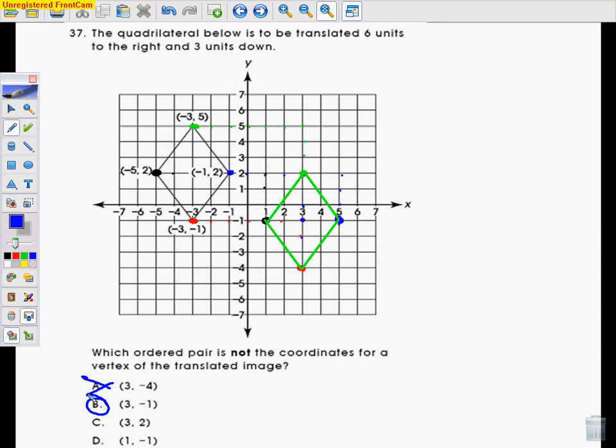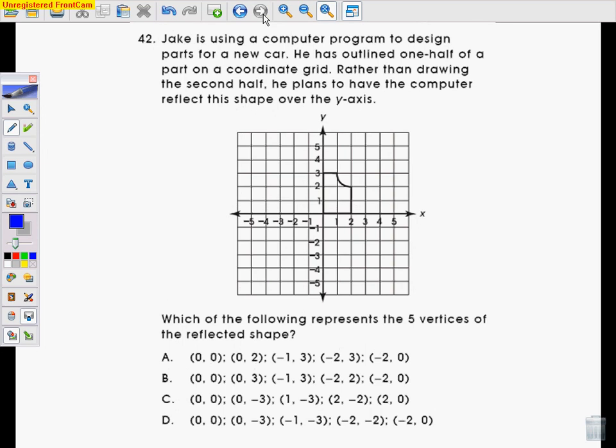Let's make sure, though. Let's go through the rest of our points and make sure they're on our quadrilateral. 3, 2 is, and 1, negative 1 is also. All right? So those couldn't be it. All right, let's go to the next one.